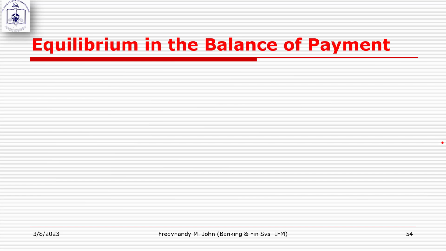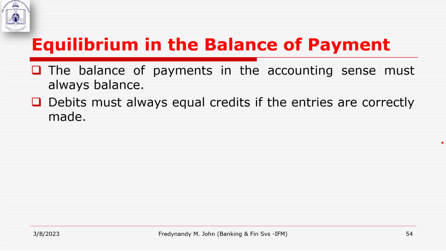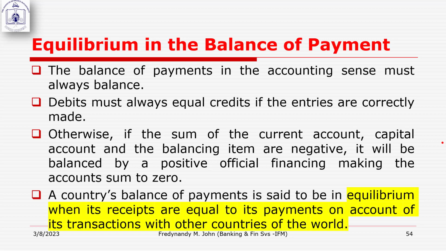Now let's discuss the equilibrium and the balance of payment. The balance of payment in the accounting sense must always balance. Debit must always equal credits if the entries are correctly made. Otherwise, if the sum of the current account, capital account, and the balancing item are negative, it will be balanced by a positive official financing, making the account sum to 0. A country's balance of payment is said to be in equilibrium when its receipts are equal to its payments on account of its transactions with other countries of the world.